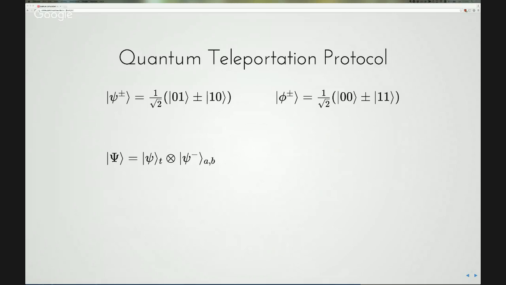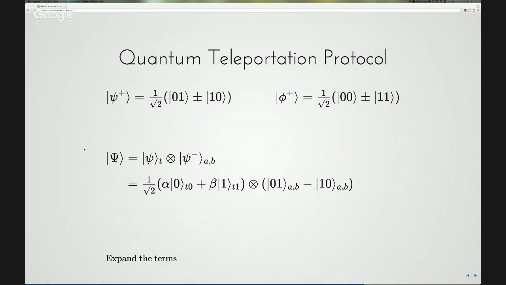Here you see the big psi, the state that represents the entire system. Remember, Alice wants to teleport a qubit to Bob's lab, and Alice has that qubit, and Alice and Bob also share an entangled pair. In our case, it's going to be psi minus. And psi minus, as written up there, is 0, 1, minus 1, 0, which is represented here on the right side. And the left side is the state of the qubit that Alice wants to teleport.